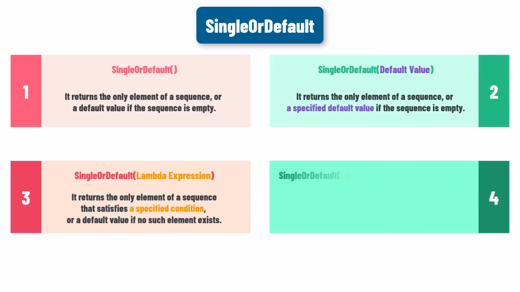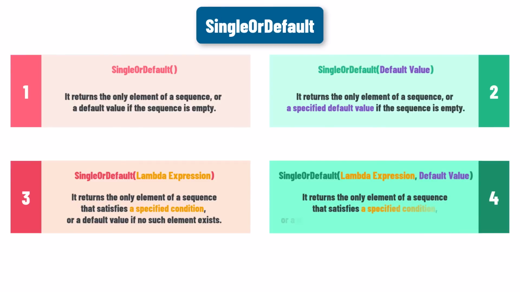The fourth overload will be used with a Lambda expression and a default value inside the braces. It returns the only element of a sequence that satisfies a specified condition, or a specified default value if no such element exists. So, here the default value we added inside the braces will be returned in case the sequence is empty. As mentioned before, in case the sequence contains more than one element, an exception will be thrown, no matter which overload is used.